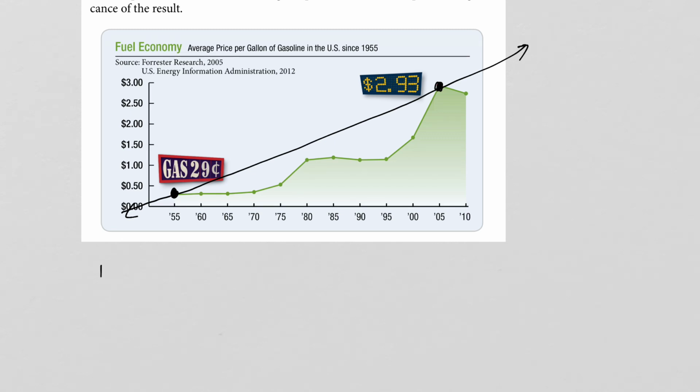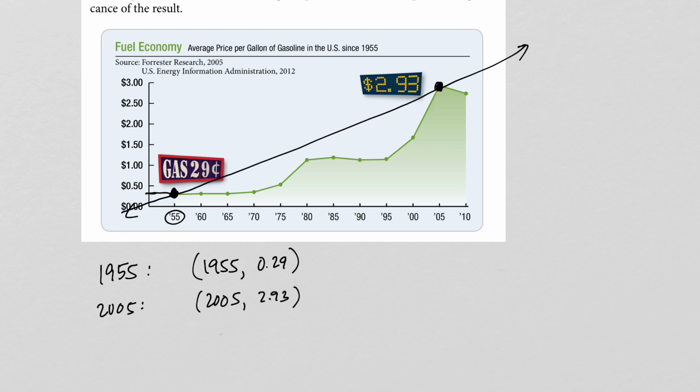So first, let's talk about in 1955, what does the point look like there? Well, on the x-axis, you have the year, which is 1955. And on the y-axis, you have the price of gas, which we're going to do in dollars. And so 29 cents is $0.29. And in 2005, we have this point over here, which corresponds to the year 2005 and a gas price of $2.93.